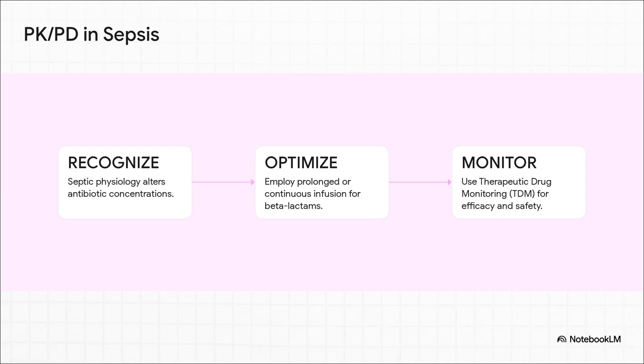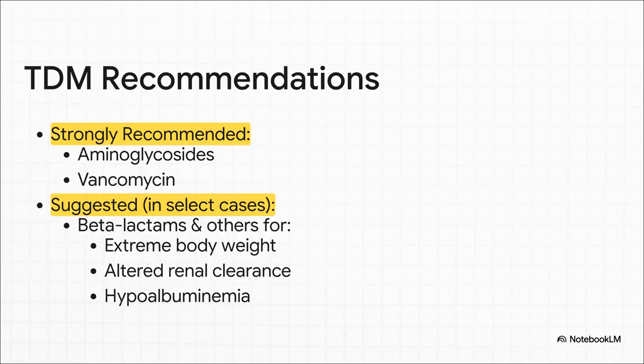And third, you monitor. This is where therapeutic drug monitoring, or TDM, comes in. It's like a GPS for your antibiotics, making sure you're on target. So, which drugs really demand this level of attention? Well, TDM is strongly recommended for drugs with a very narrow sweet spot between effective and toxic, like aminoglycosides and vancomycin. But it's also a really good idea for other drugs, like beta-lactams, in tricky situations. Think patients at extremes of body weight or with kidney function that's changing day by day or very low protein levels. All of these are super common in the ICU.